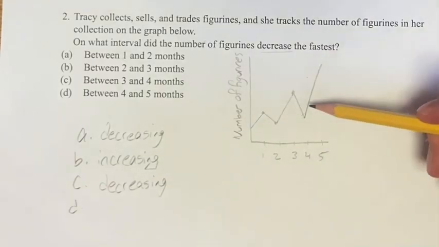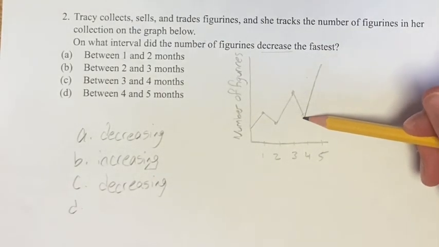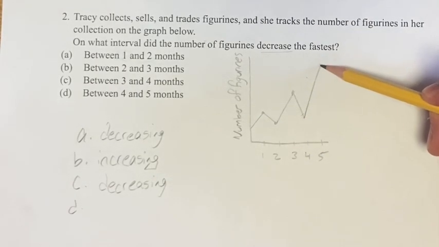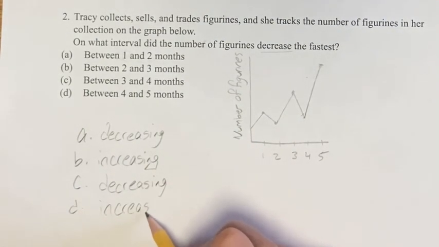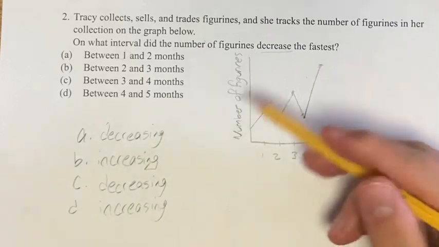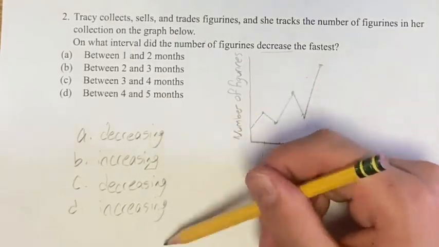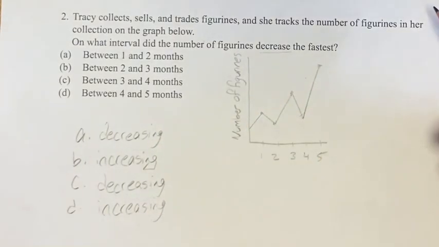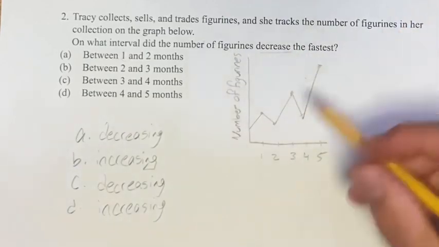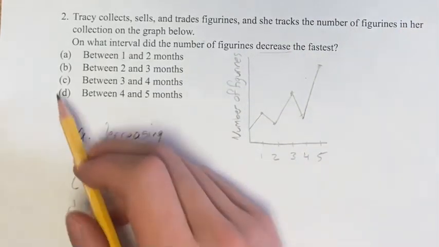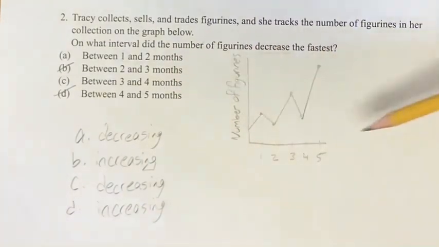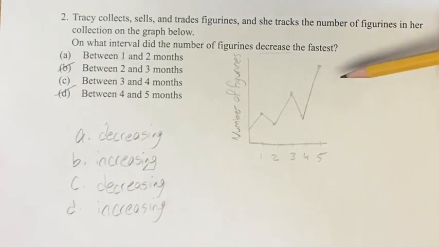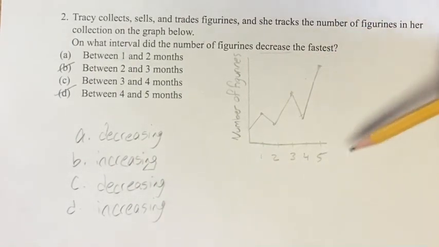Finally, hopefully you're starting to get the hang of this. 4 has less than 5, right? There's more at the end of the interval, therefore it's increasing. So we found that 2 are decreasing and 2 are increasing. So on which did they decrease the fastest? Well, we don't know which one's the fastest yet, but we know it can't be B and it can't be D because those are both increasing. So between A and C, the two options left, which did they decrease the fastest?